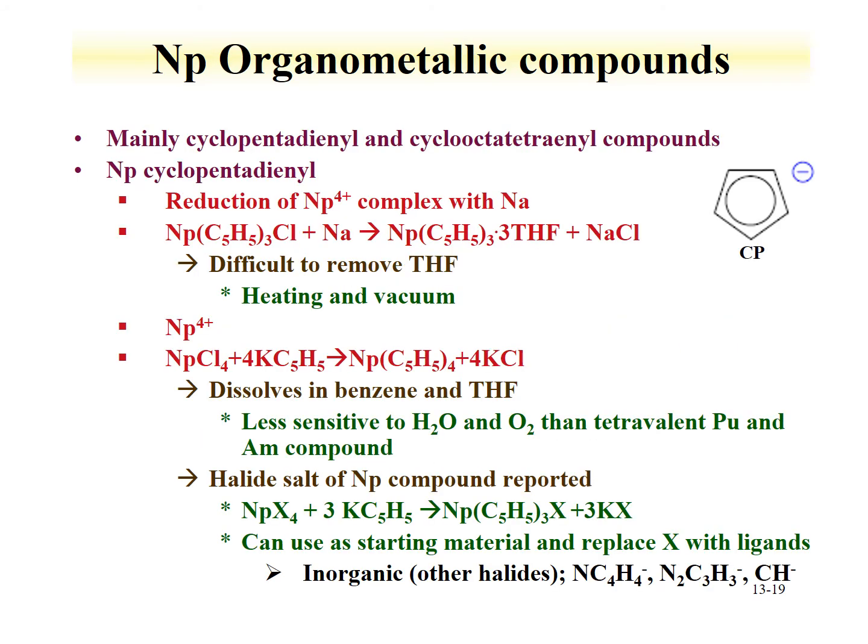An example of neptunium organometallic chemistry is shown here. And it's mainly done with the cyclopentadienyl species, demonstrated here, which has actually been performed for the other actinides.